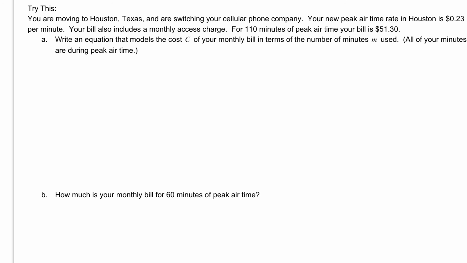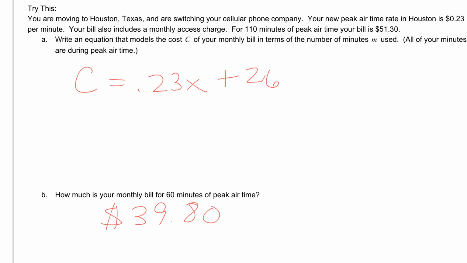The answer that you get here for letter A should be C equals 0.23x plus 26. And for part B, after 60 minutes of airtime, you should get $39.80. If you have any questions, please let me know.